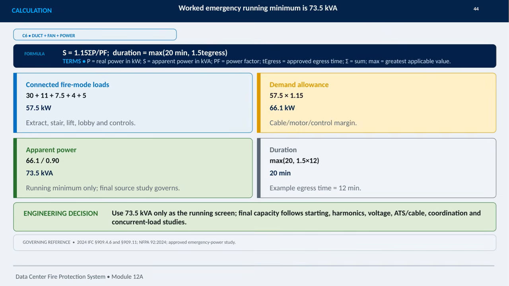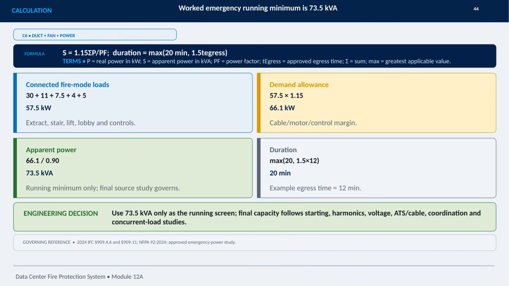The duration calculation is separate. It uses the greater of 20 minutes or 1.5 times the approved egress time. With the example egress time of 12 minutes, that produces 18 minutes, so the governing duration remains 20 minutes. This is a running screen only, not the final source rating.